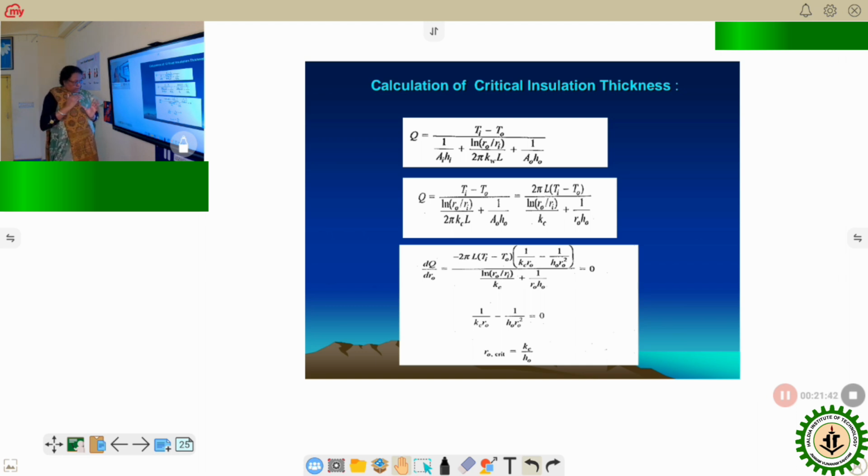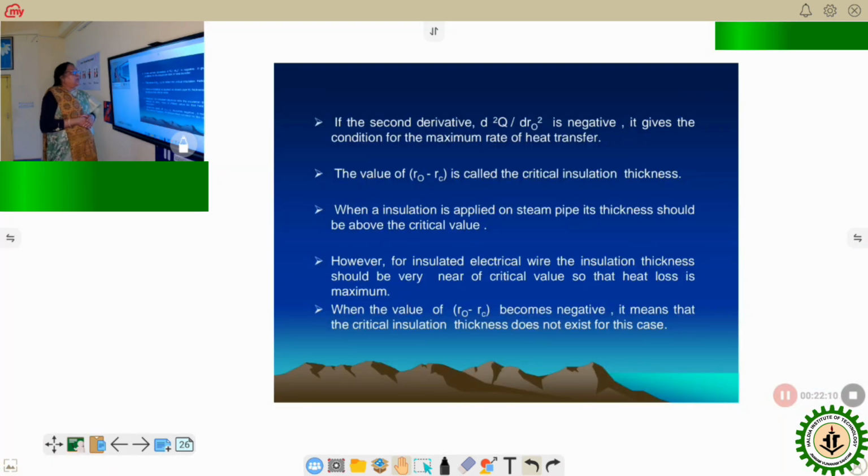And if we differentiate Q with respect to Ro and set it equal to 0, then we can get Rc, the critical radius, which is given by Kc by Ho. Kc is the conductivity of the insulation and Ho is the outer film coefficient. If the second order derivative d2Q by dRo2 is negative, it confirms the condition for the maximum rate of heat transfer. And the value of Ro minus Rc is called the critical insulation thickness.